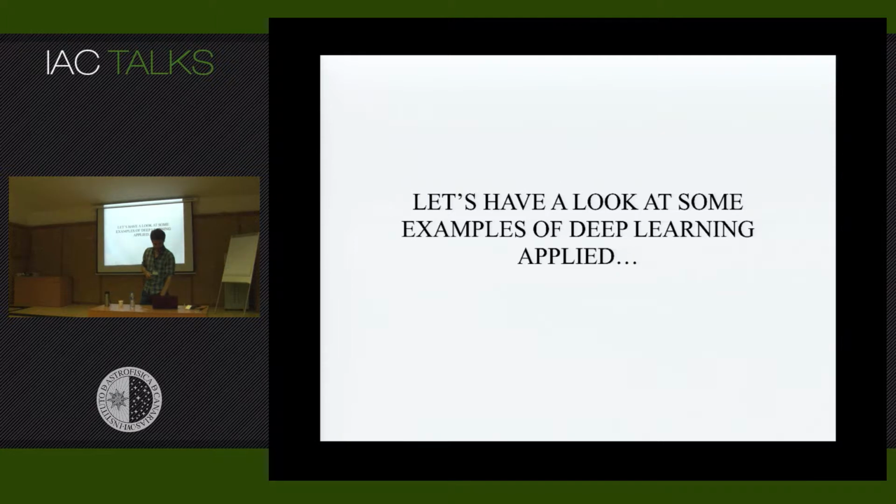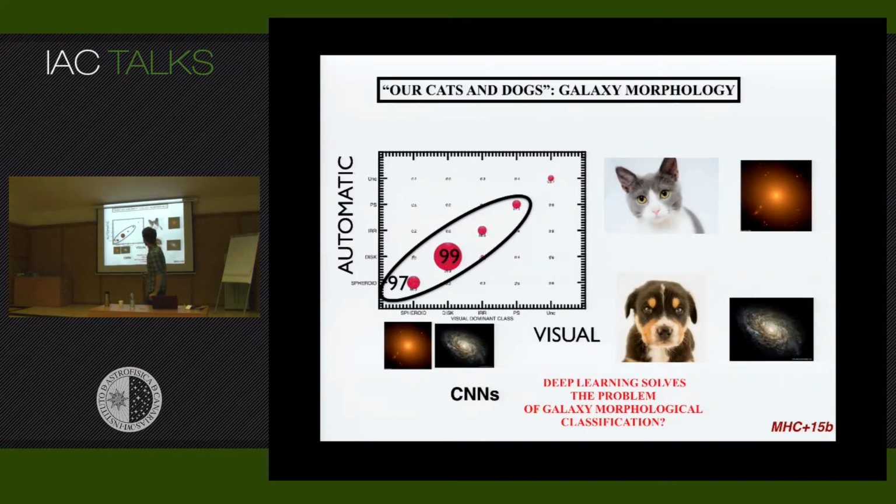So let's have a look at some examples of deep learning applied. And again, I think my colleagues are also right in the sense that deep learning is fun, is fancy, is complex, but it doesn't mean that you need to apply it for everything. There are problems that can be solved without deep learning, with classical machine learning or with simpler algorithms. There are things for which you want to use deep learning. And I will try to show you some examples of what I think deep learning is useful for, applied to astronomy. So one problem is essentially our cats and dogs.